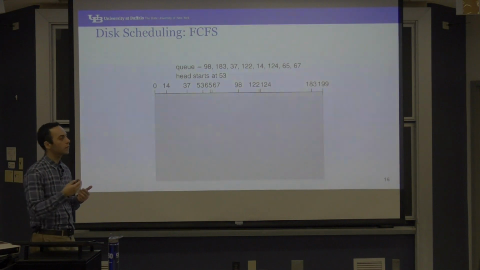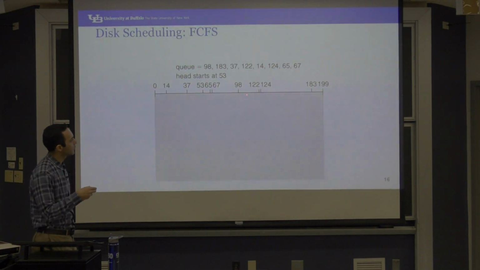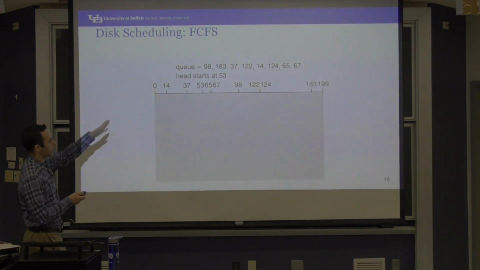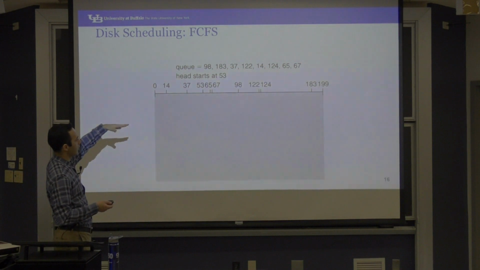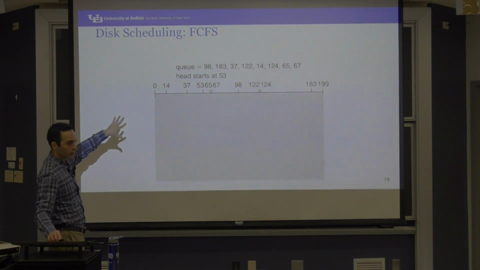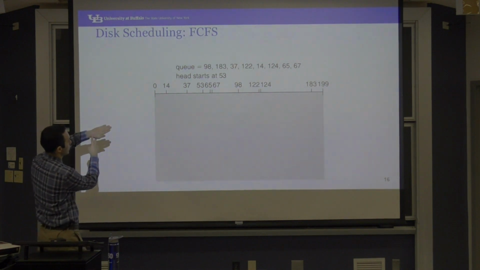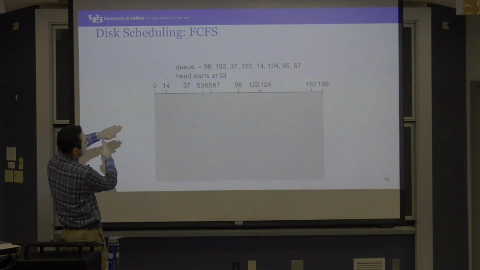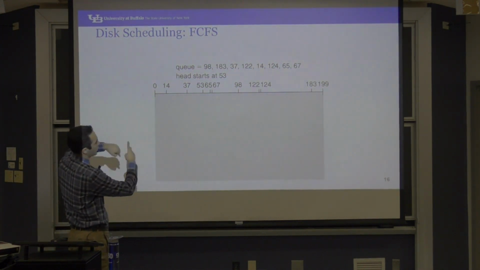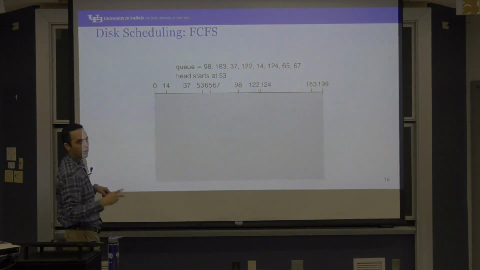You just keep adding them. So from 98 we move to 183. And then from 183 now we have to move back all the way to 37. Again, just think of this platter, the hard disk platter. We have rotated it like that, and now the arm is like this, moving between these tracks on the platter, back and forth, and this is spinning, and we're reading data.